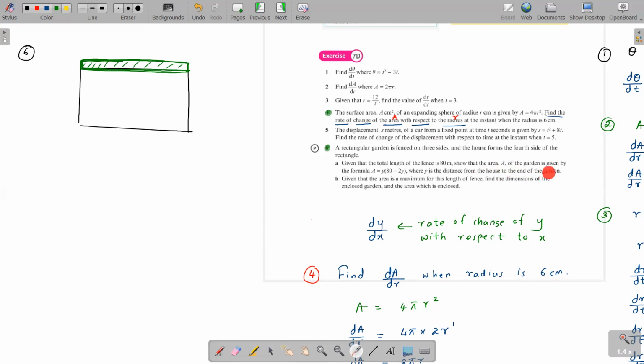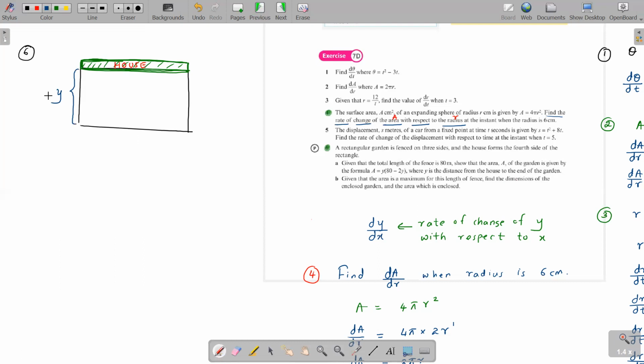Show that the area A of the garden is given by the formula area equals y times 80 minus 2y, where y is the distance from the house to the end of the garden. Do you understand who is y? Should I mark y on the length side or on the width side? You can't say it doesn't matter, because they say very clearly, y is the distance from the house to the end of the garden, the distance that you use for your fence. So this is your y.